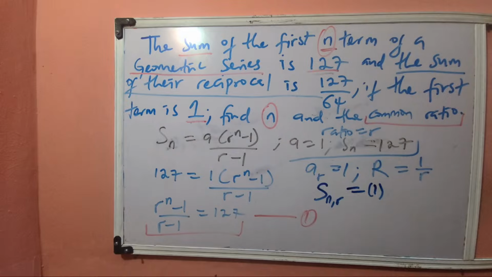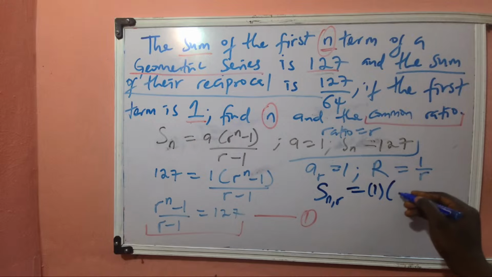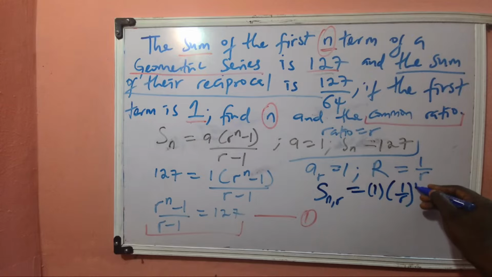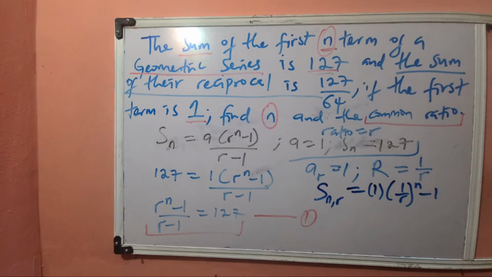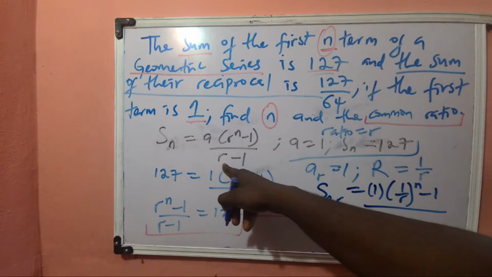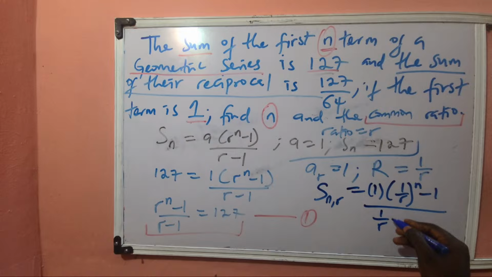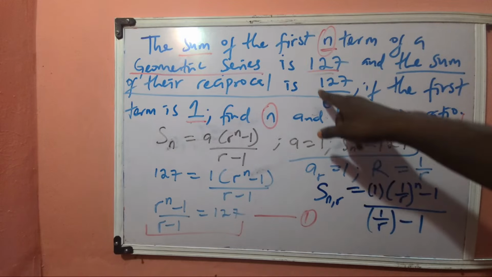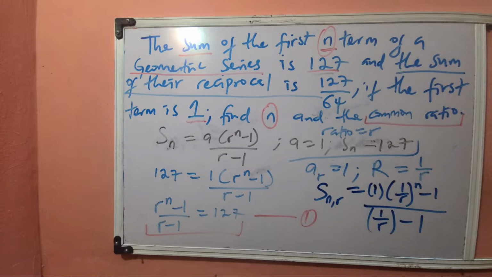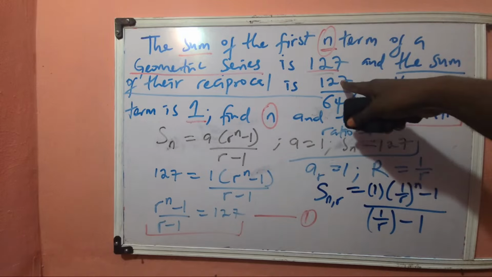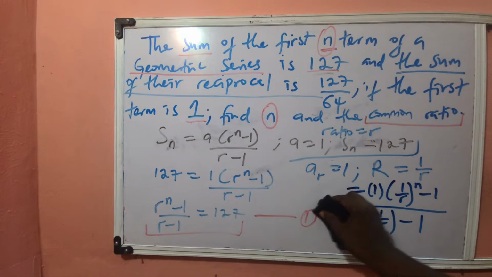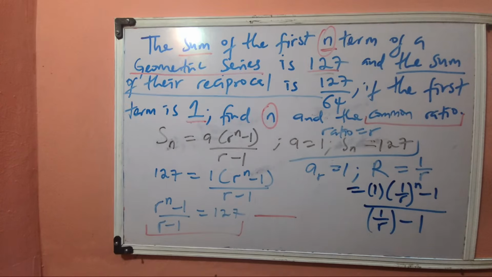Now our common ratio is no longer R here. For the reciprocal term, our common ratio is 1 over R. So we're going to be having 1 over R raised to power n minus 1, over, we're no longer going to be having just R now, we're going to be having 1 over R minus 1. All right. Now, I'm sure you understand what I was doing, but don't forget, they told me already what the sum was. They told me that the sum was equal to 127 over 64. So instead of writing Sn, I can go on to write this as 127 over 64.